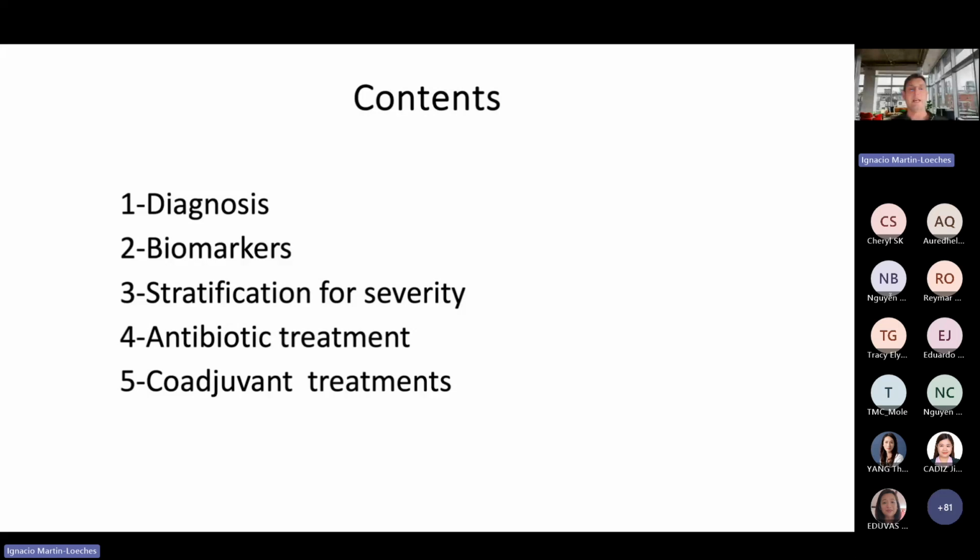I'm going to follow these 5 points over the next few minutes in order to summarize the evidence for the management of pneumonia based on the guidelines. So the first is diagnosis.